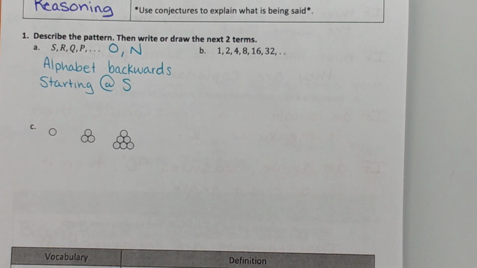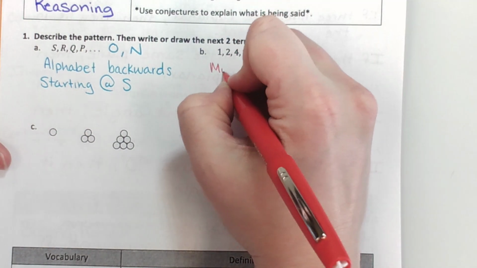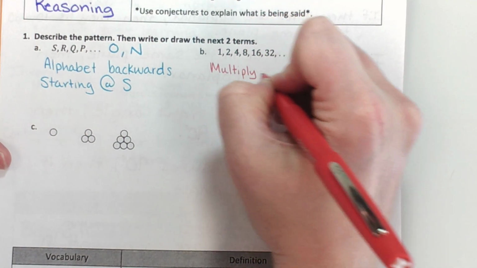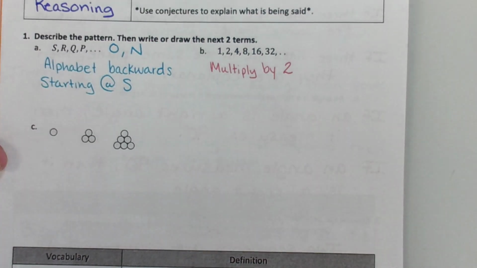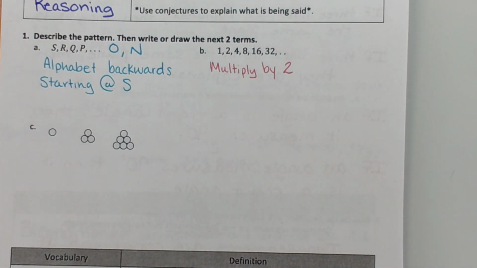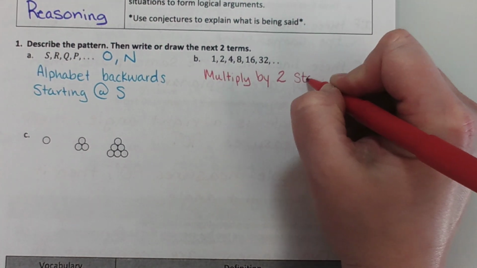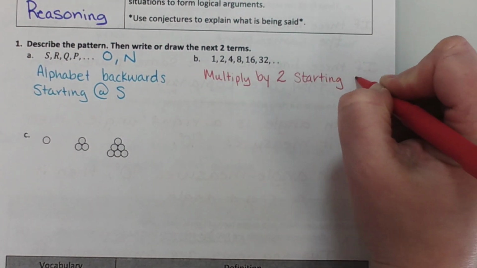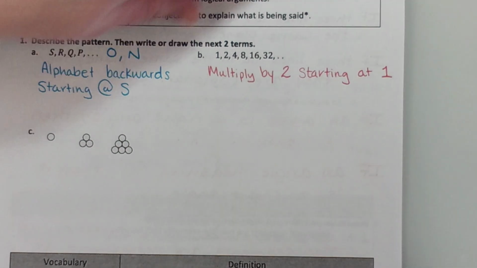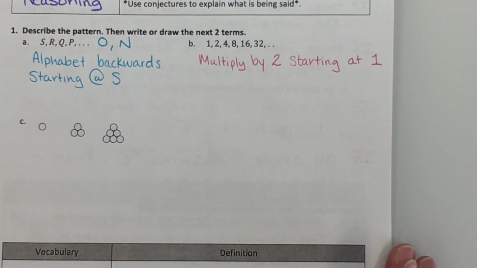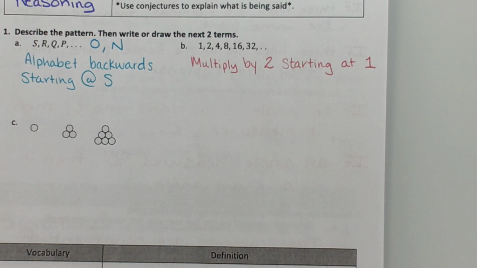Next problem goes 1, 2, 4, 8, 16, 32, etc. Timesing by what number? 2. Now, you don't have to write the second part, but generally, it's not a bad idea to tell where to start. That way, someone can get an idea of what the entire list is. It's multiplying by 2, and it started at the number 1.